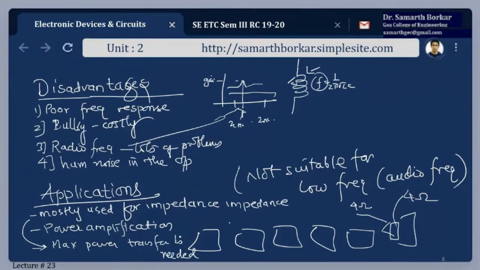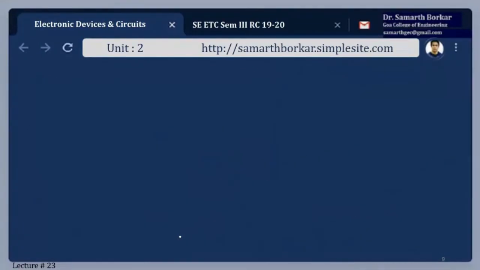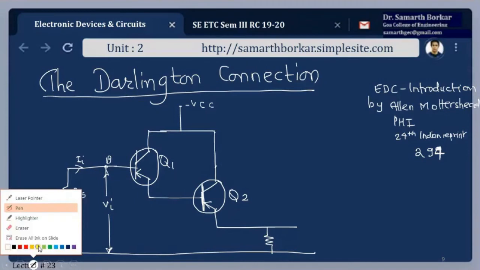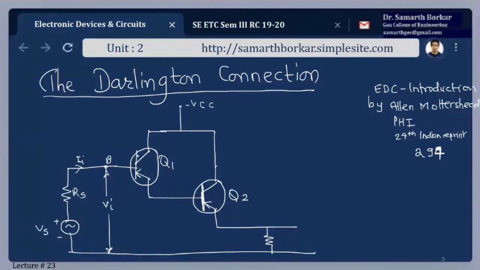Okay, now we'll start with the next topic, a very simple topic, that is the Darlington connection. This is the circuit layout for the Darlington connection. You can see it is two transistors connected back to back, but in a different fashion, a different configuration. There is a base terminal, this is the emitter terminal, and this is the collector terminal.